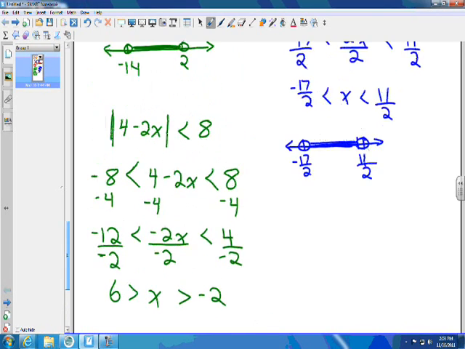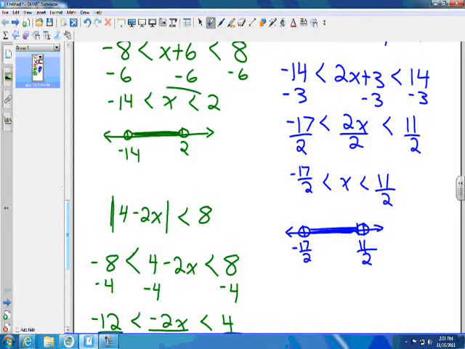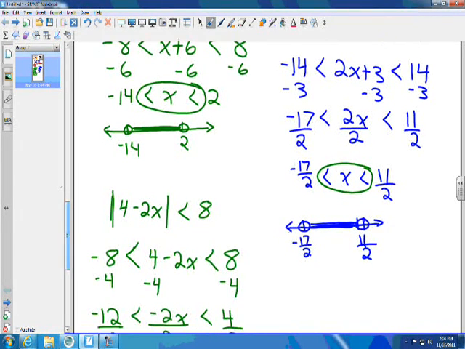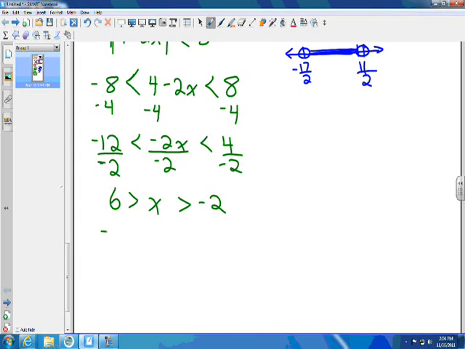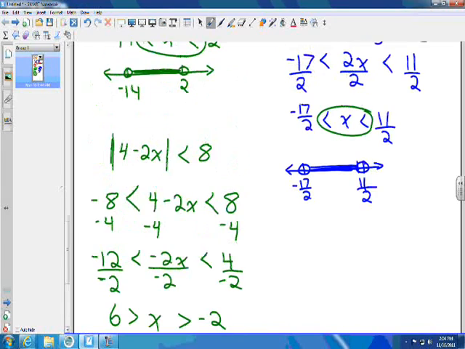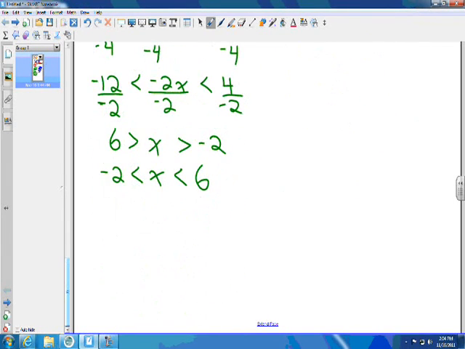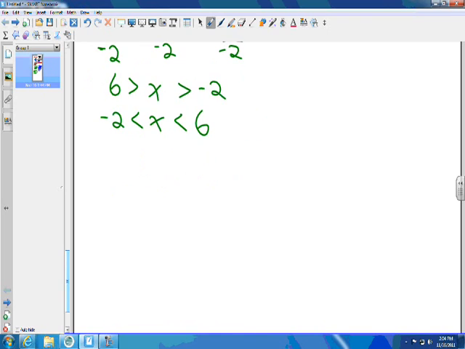What your ending should always look like is this. Notice all of the problems we've done so far, when we got to the end, that's what we had. So that's what you need to have down here. You need to have your negative 2 less than x less than 6. We just flipped everything around to where it looks like all the other ones did. So we graph this one just the same then, between negative 2 and 6.